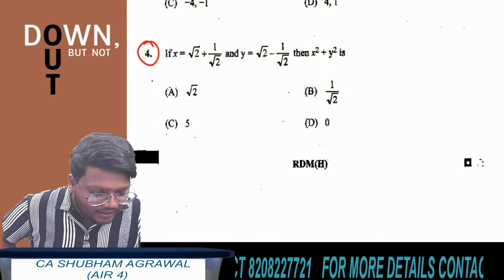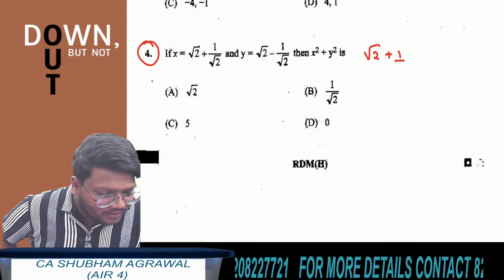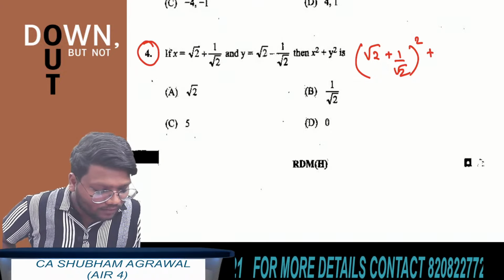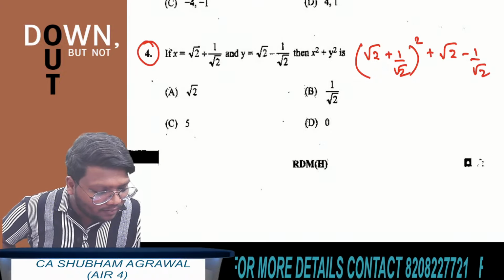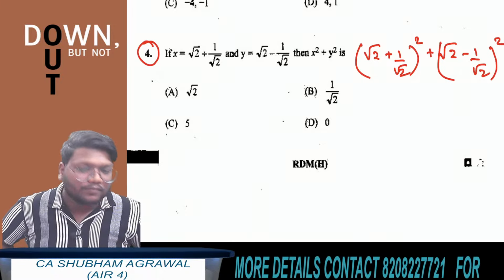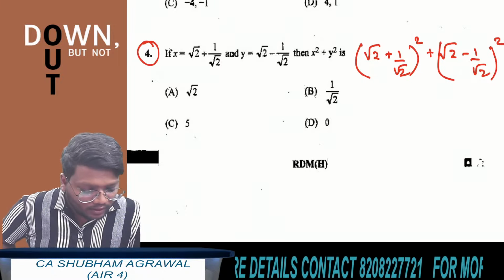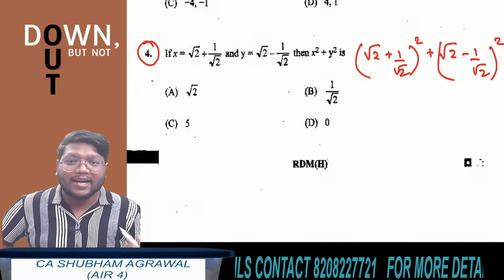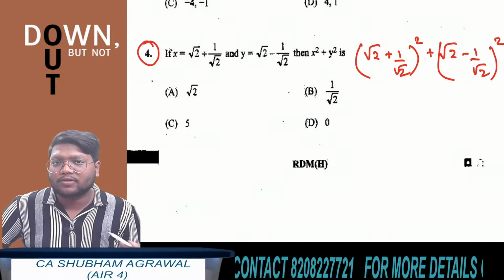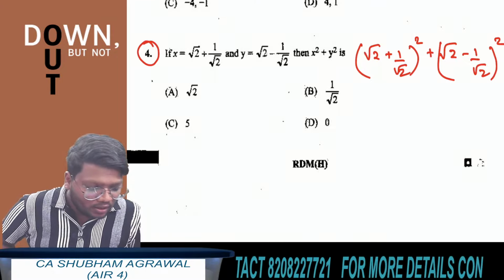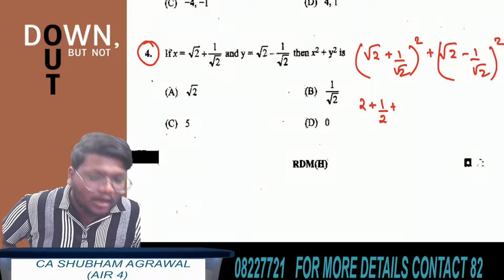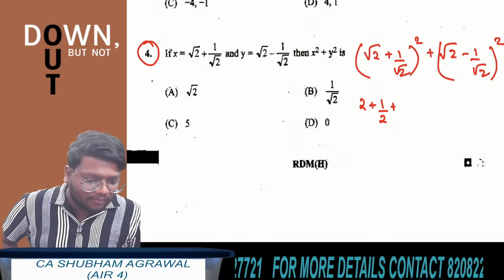See, x square will be root 2 plus 1 by root 2 whole square, and y square is root 2 minus 1 by root 2 whole square. Now in order to expand this, you can use the identity of a plus b whole square, which is a square plus b square plus 2ab. So root 2 square is 2. 1 by root 2 square is 1 by 2, plus 2 multiplied by root 2 multiplied by 1 by root 2, which is 2.